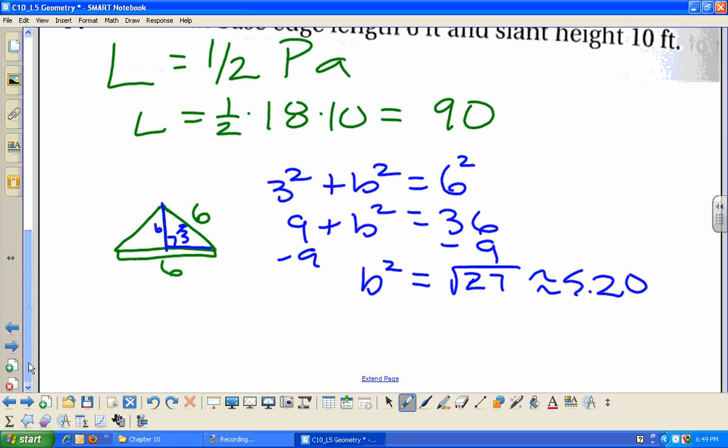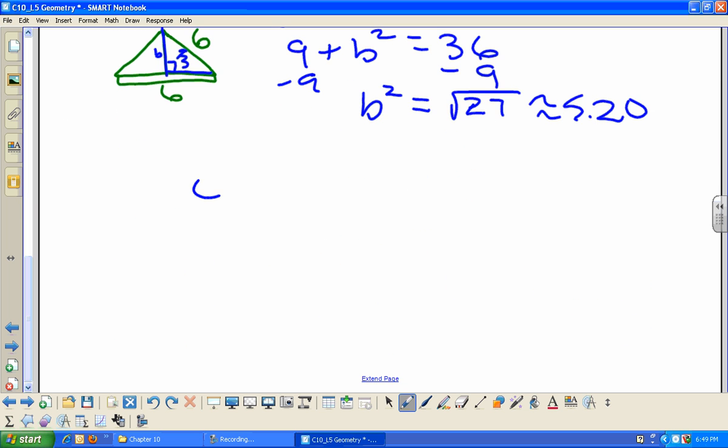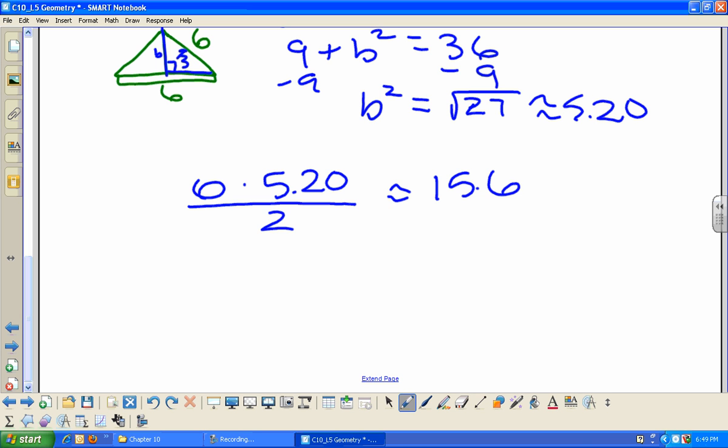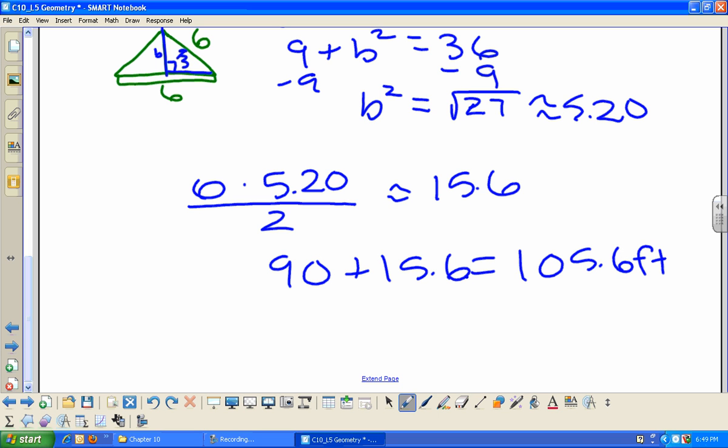If I'm looking for the area of the base triangle now, the area of the base will be equal to my base, which is 6, times my height, which is 5.20, divided by 2. That's the area of a triangle, which is roughly about 15.6. So to find the total surface area of my equilateral triangle pyramid, I do 90 plus 15.6 to get 105.6 feet squared. Units is always squared for area.